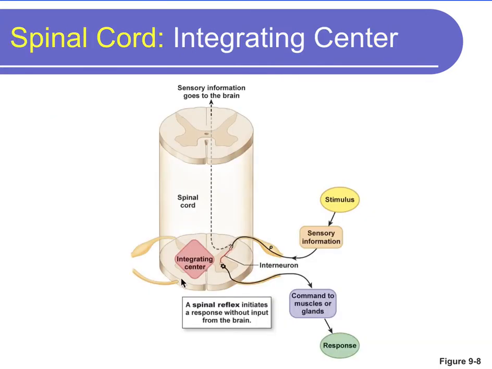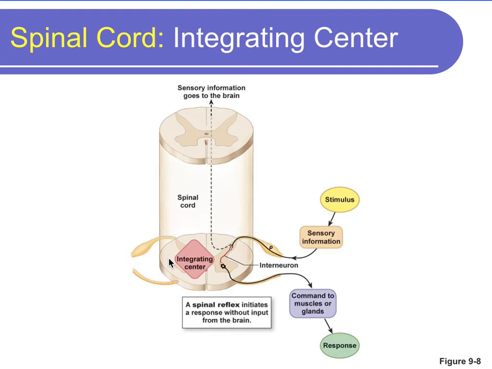Now, the spinal cord can also act as an integrating center, meaning it can make a decision without the need of the brain. So here's an example. A stimulus came in, the sensory neurons brought the information through the dorsal root into the dorsal horn, and this interneuron then relayed the information to the motor neuron, and the information went right back out to cause a response. So notice the brain was not involved in this case in deciding how to respond. So that tells you the spinal cord can be an integrating center. This is basically a spinal reflex.